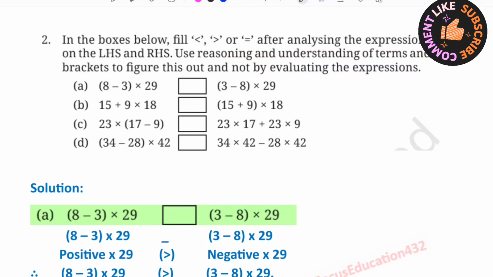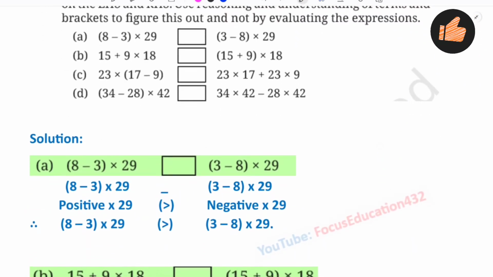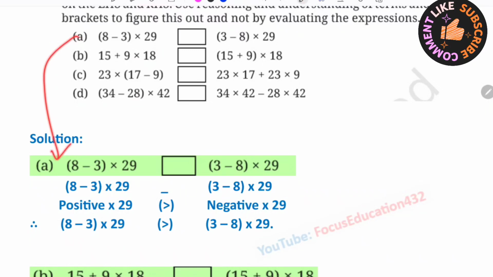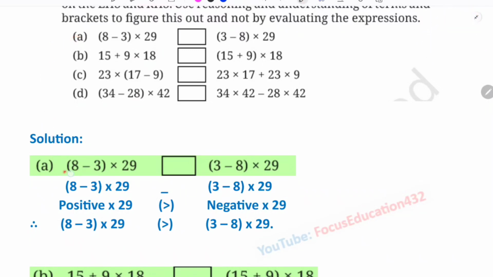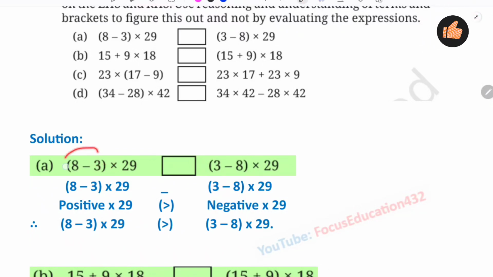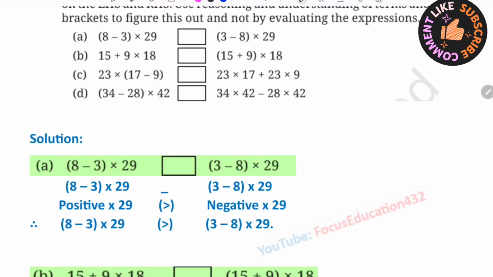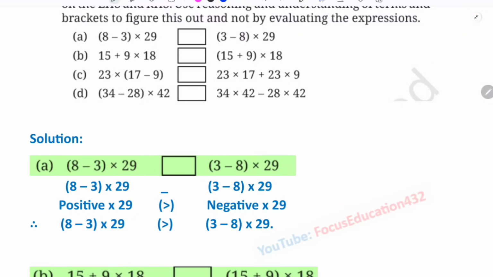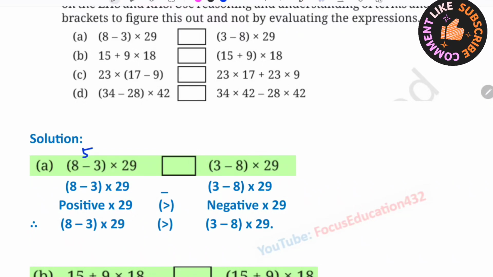Here I have given the first one: 8 minus 3 multiplied by 29 on the left side, and 3 minus 8 multiplied by 29. So 8 minus 3 is how much? 8 minus 3 is 5. I will write the small numbers here. So 8 minus 3 becomes 5 and 3 minus 8 becomes minus 5.